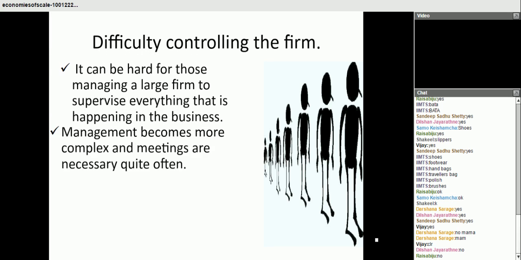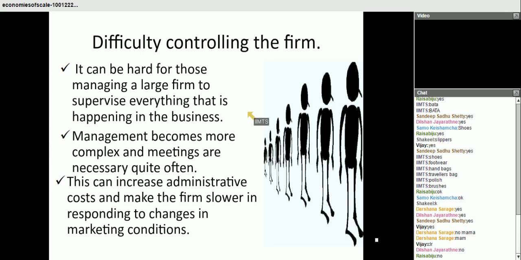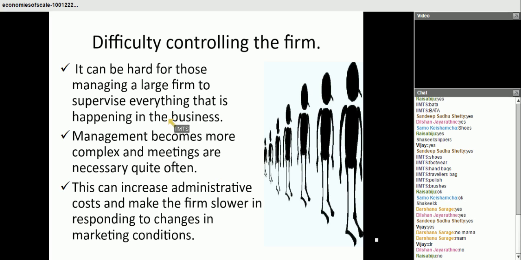What are the difficulties in controlling the firm? Very general things. You can just read it. Like supervisors, it will be difficult for them to manage everything. Then management becomes very complex and meetings are necessary. Because the meetings are necessary, the administrative cost will be higher. So that is why problems may crop up for the firm. Isn't it?